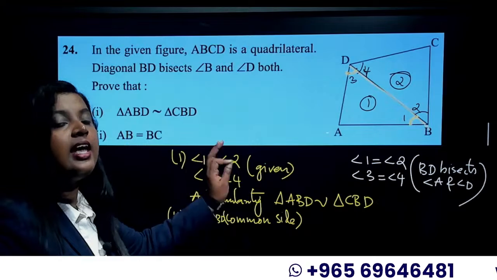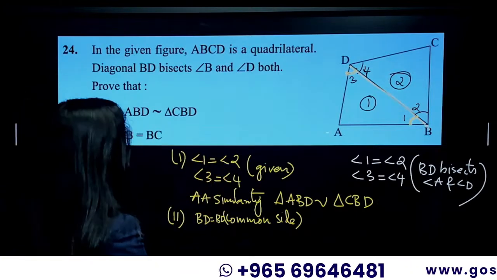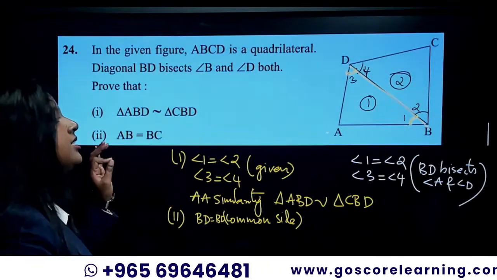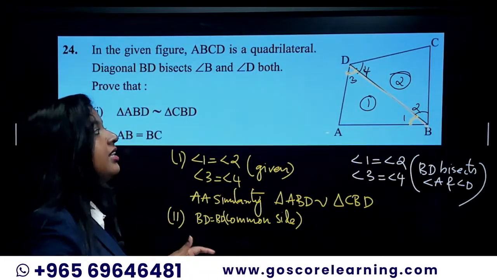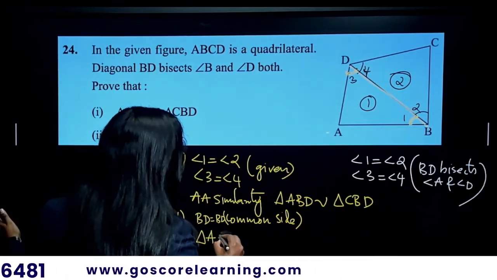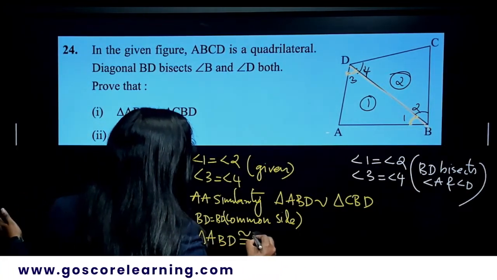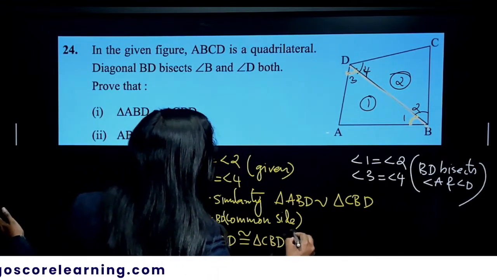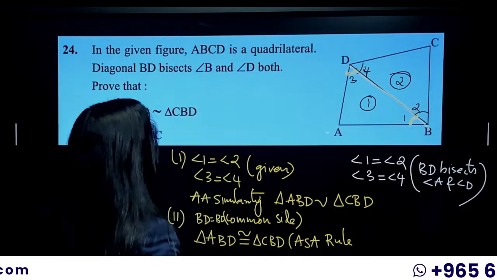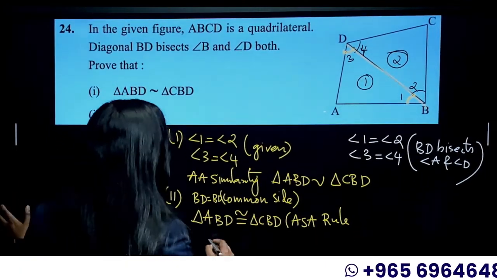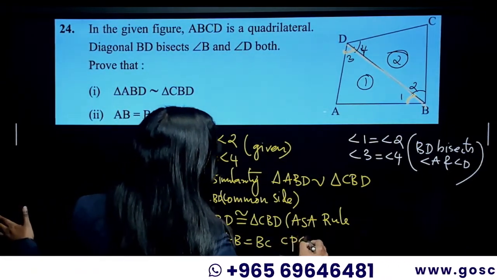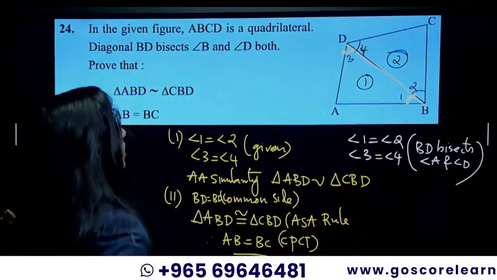Angle, side and angle. Two angles and the included side of triangle 1 are equal to two angles and the included side of the other triangle. So triangle ABD is congruent to triangle CBD by the ASA rule. Whenever two triangles are congruent, their corresponding parts are equal. So therefore, AB is equal to BC by CPCT. Done.